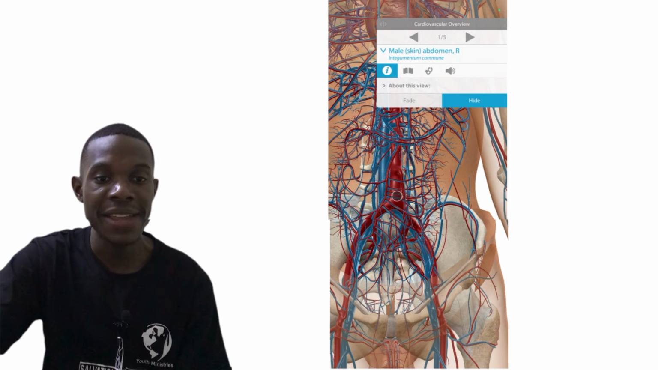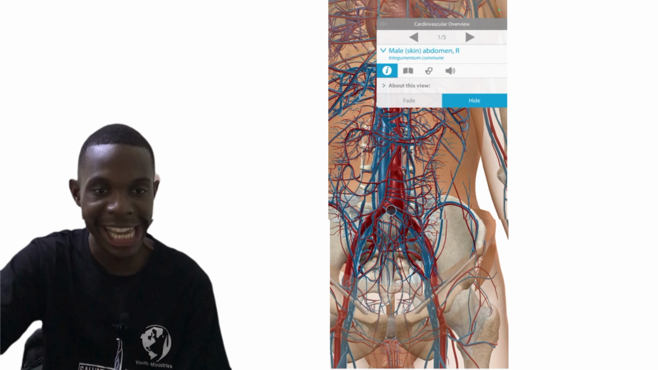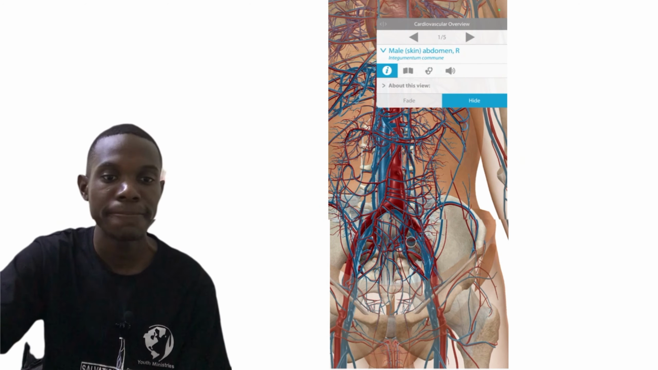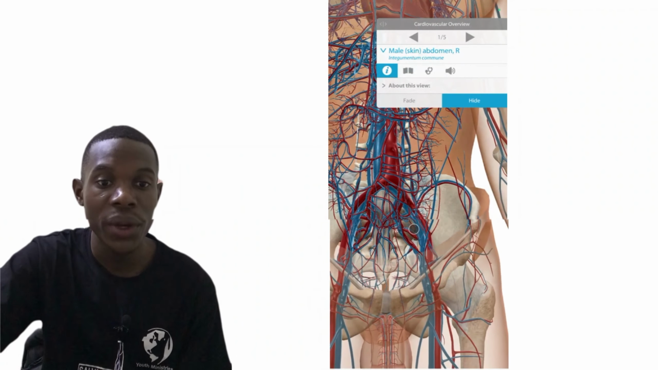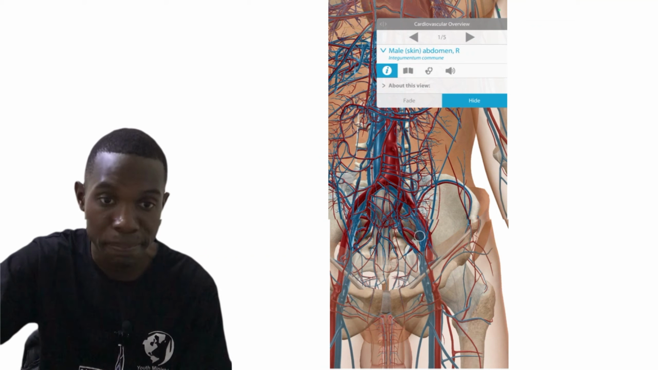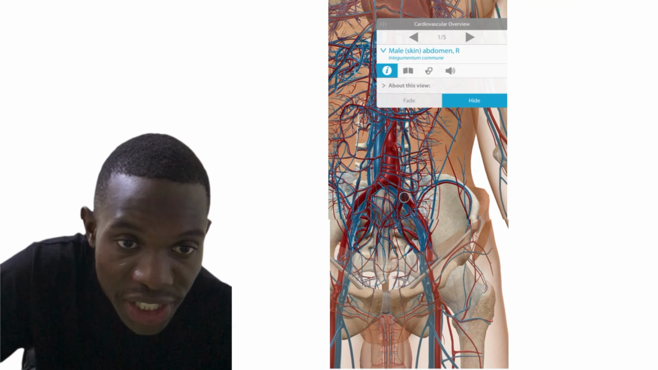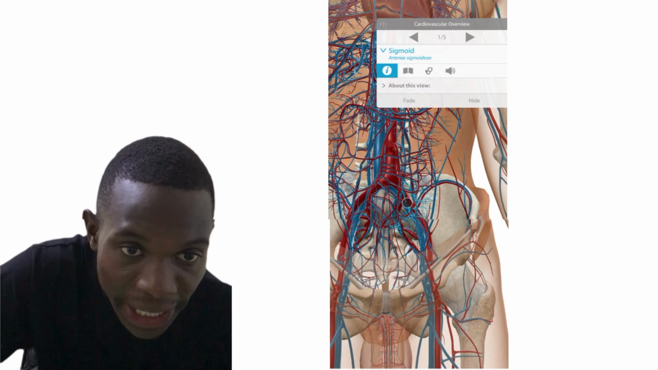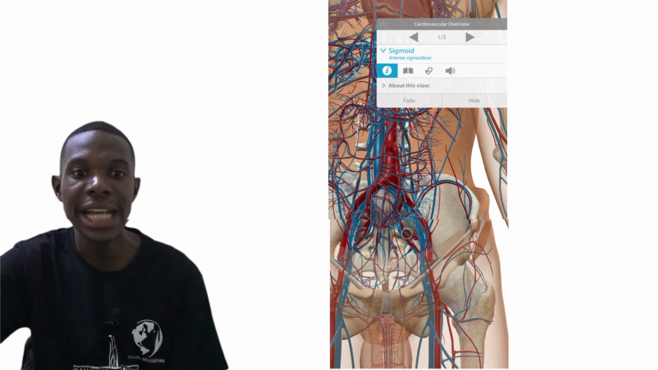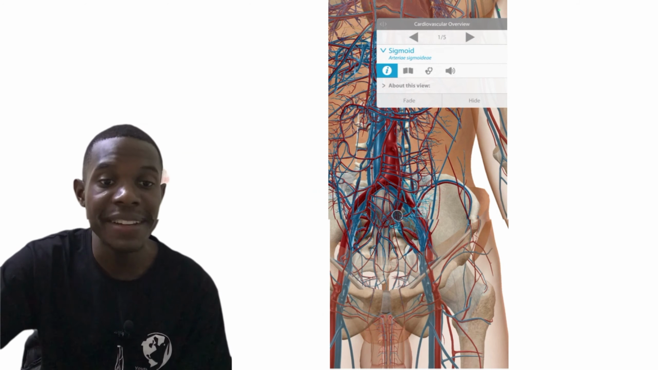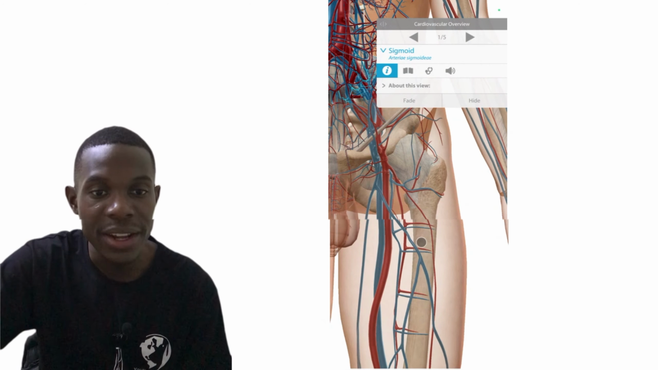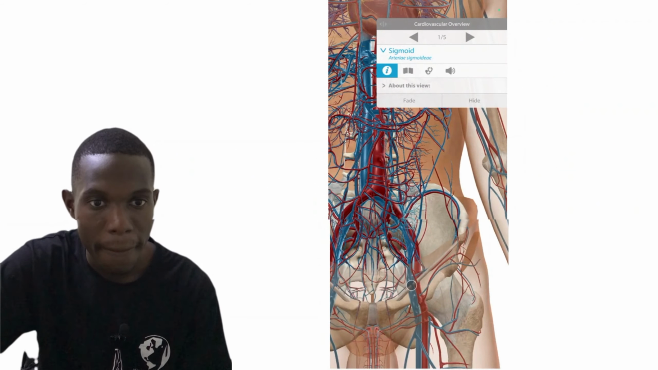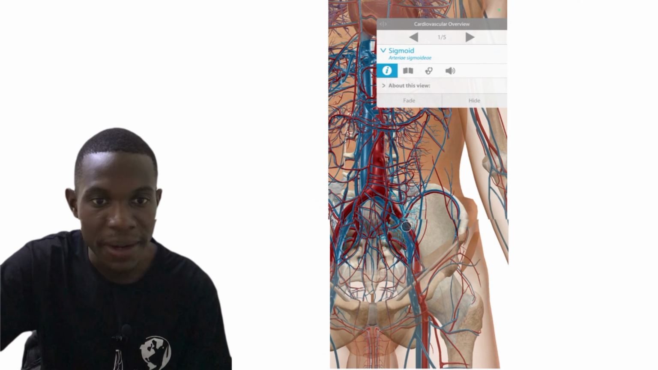The descending aorta at the level of L4 is going to bifurcate into common iliac arteries. The common iliac artery at the pelvic brim is going to bifurcate, as you can see here. It's not clear, but here it's going to bifurcate, and it's going to give us an internal iliac artery and an external iliac artery. The external iliac artery is going to continue downward.